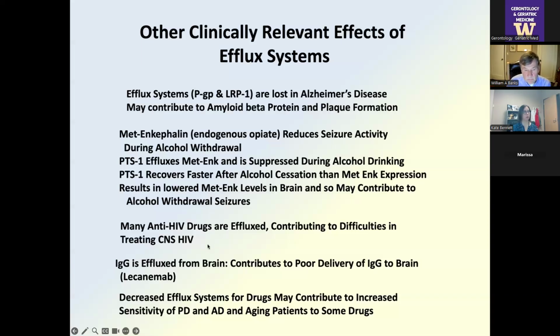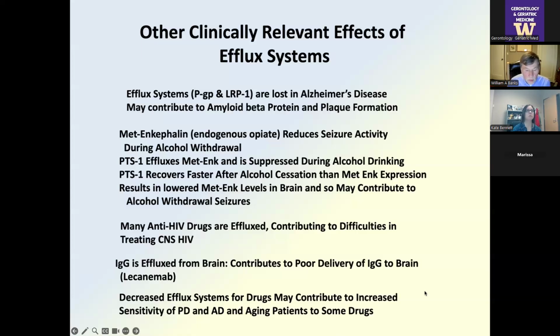Many anti-HIV drugs are effluxed, and they don't really reach therapeutic levels because of the efflux system. There's a brain-to-blood transport system for IgG, and of course, many of the drugs we're trying to use to treat Alzheimer's, like lecanemab, are IgG molecules, and therefore are not reaching the therapeutic levels they would. They're about half what they would be if there were no efflux system.